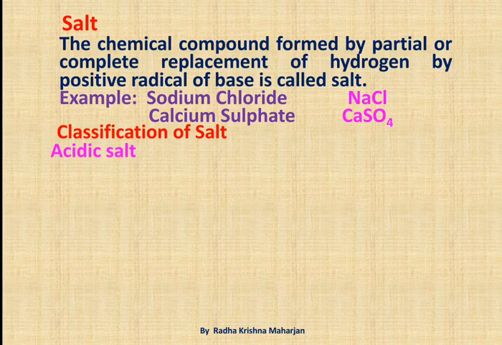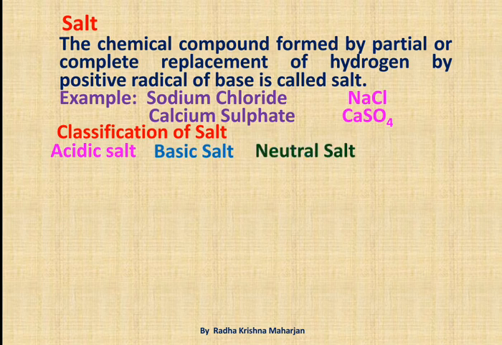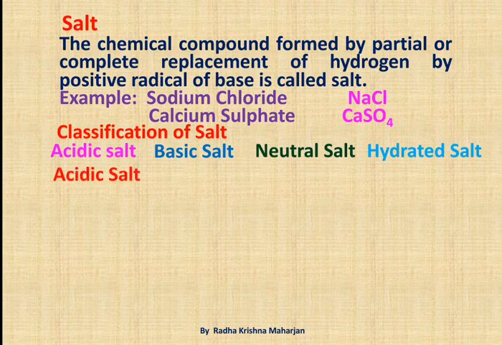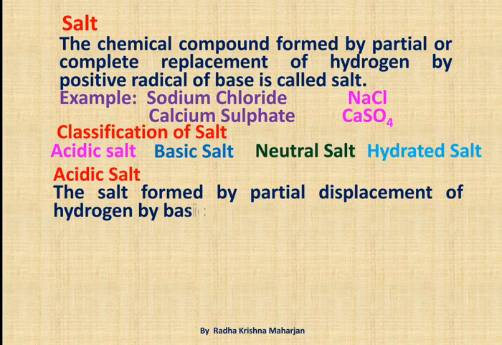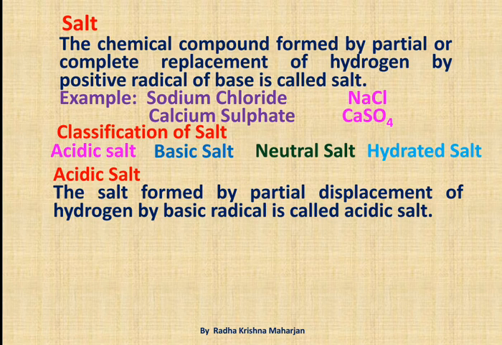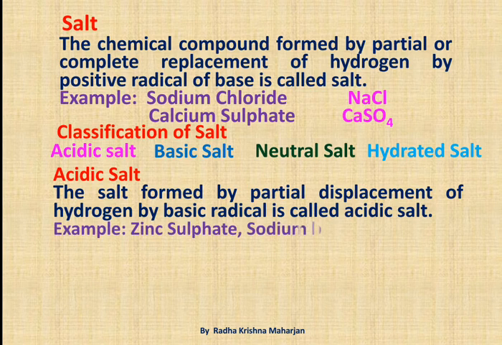Classification of salt: acidic salt, basic salt, neutral salt, hydrated salt. Acidic salt: the salt formed by partial displacement of hydrogen by basic radical is called acidic salt. Example: zinc sulfate, sodium bisulfate, etc.